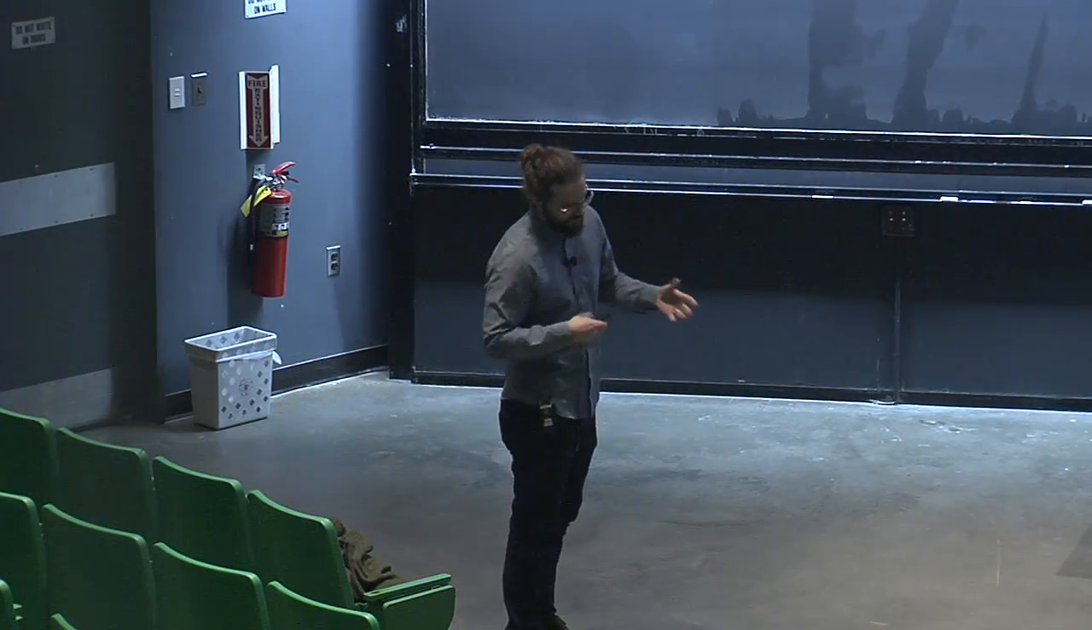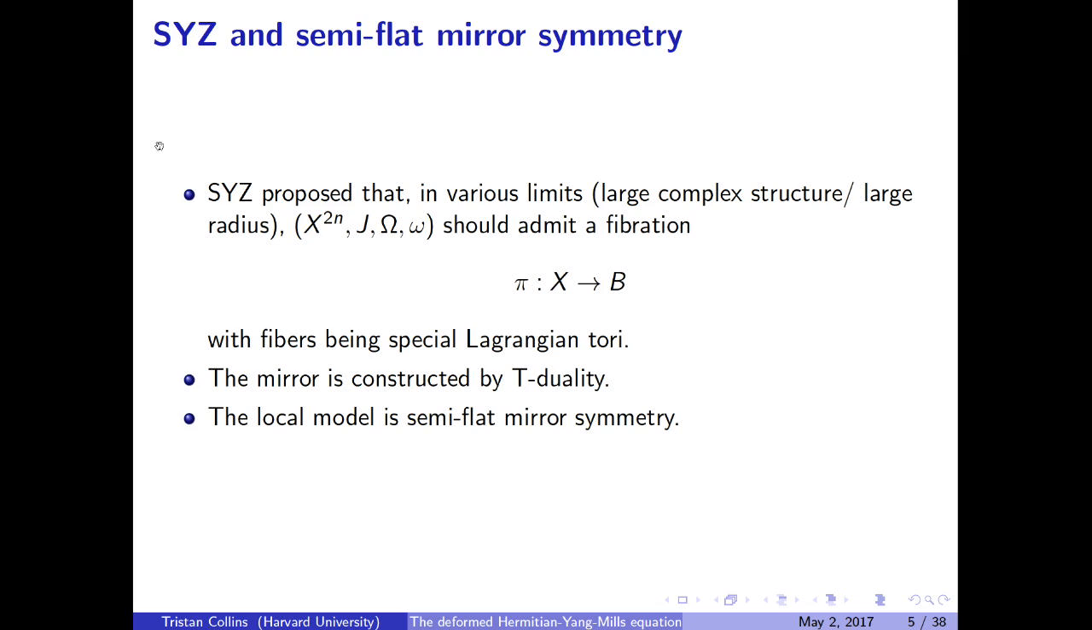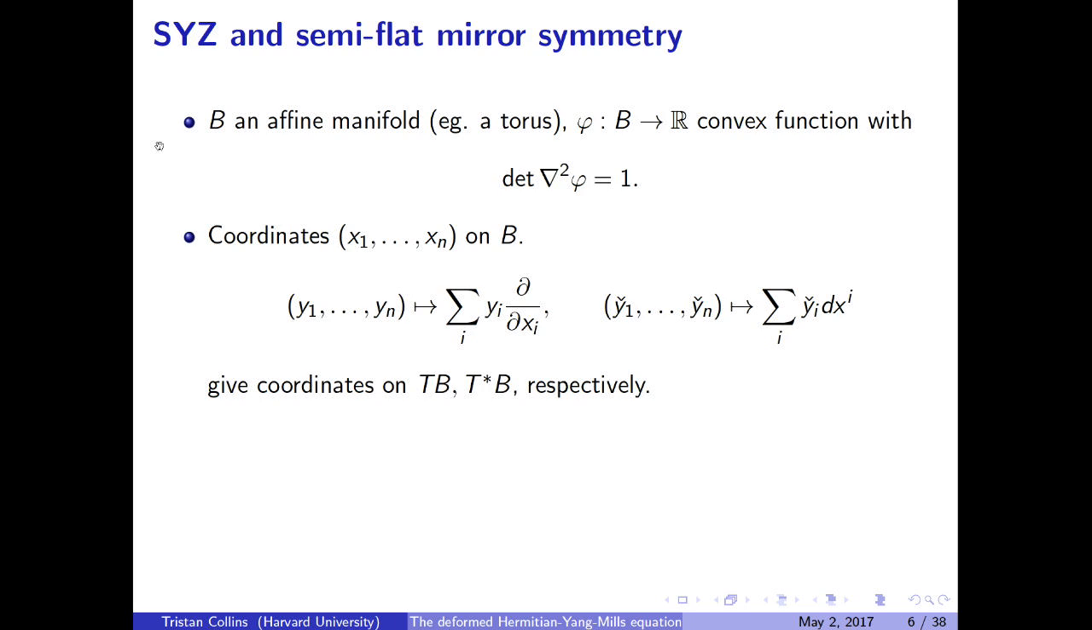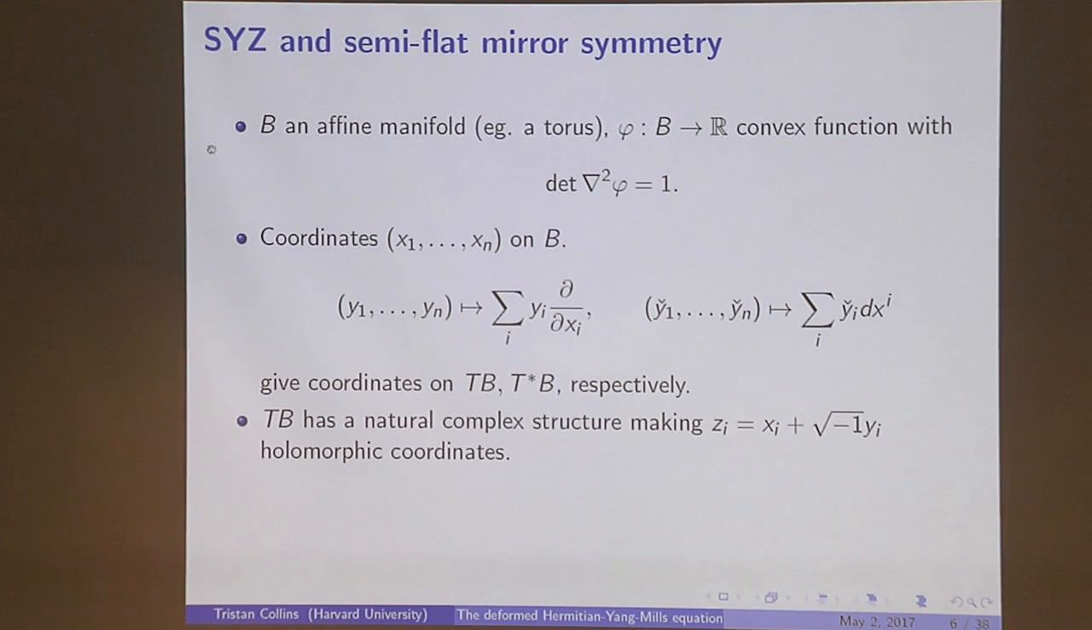The model for this, where you can write things down, is semi-flat mirror symmetry, an idealized case which serves as a local model for what would be happening in this best possible world. Okay, so this is how semi-flat mirror symmetry works. Suppose I'm given an affine manifold, maybe a torus. You can just imagine it's some fundamental domain in R^n. And a convex function on this set, B, which solves the real Monge-Ampère equation. Then on the total spaces of the tangent bundle and the cotangent bundle, I have natural coordinates, just by taking the fiber coordinates in the usual way.